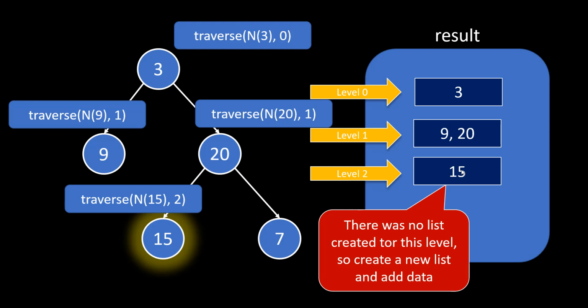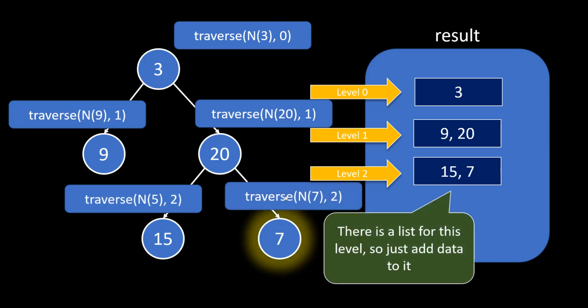Now since there is no left and right for this tree, we move backwards, the recursive call traces back, and it calls for the right tree for this node. So we call it for node 7 with level as 2. Since we already had a list, we just add 7 in that list. Again, we don't have left and right for this, so we trace back to 20 and then trace back to 3 because everything till now is processed. And that's about the recursive method for solving this problem. So let's go ahead and code this out.